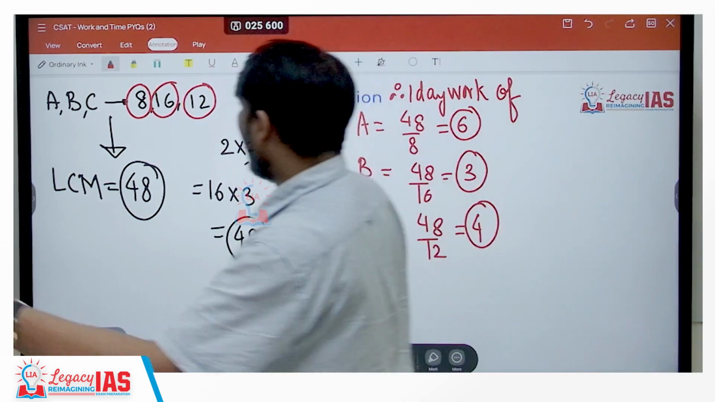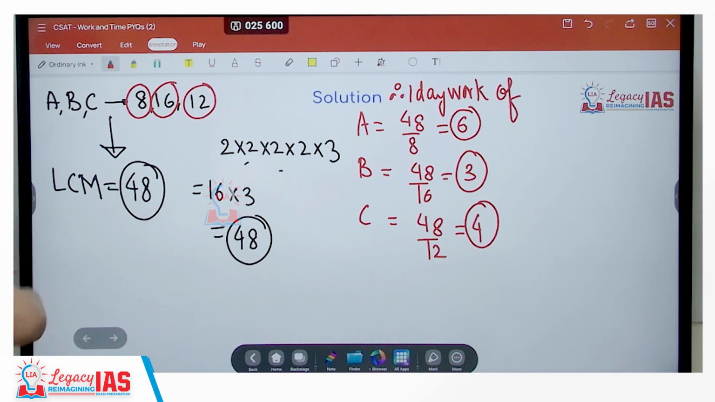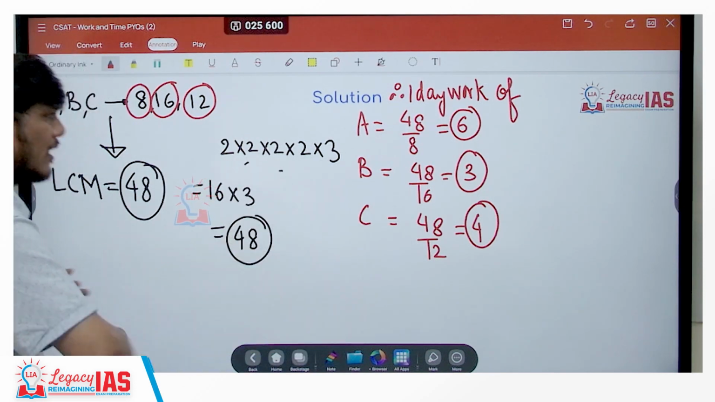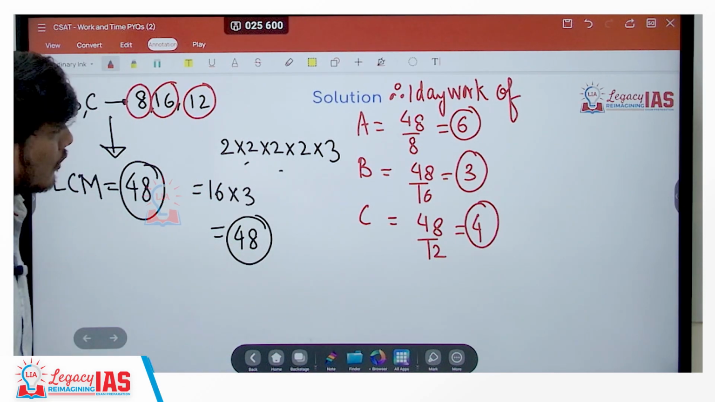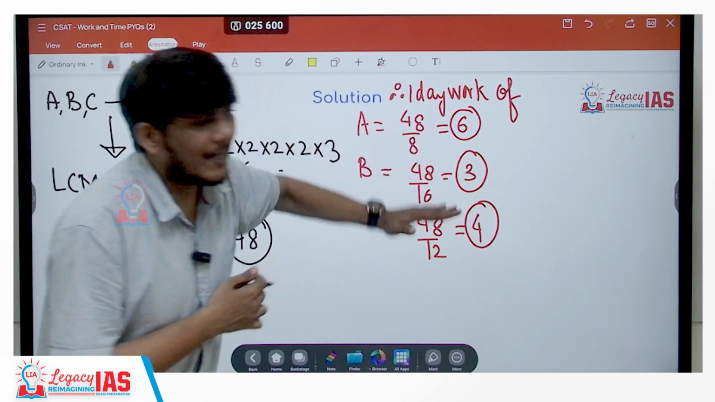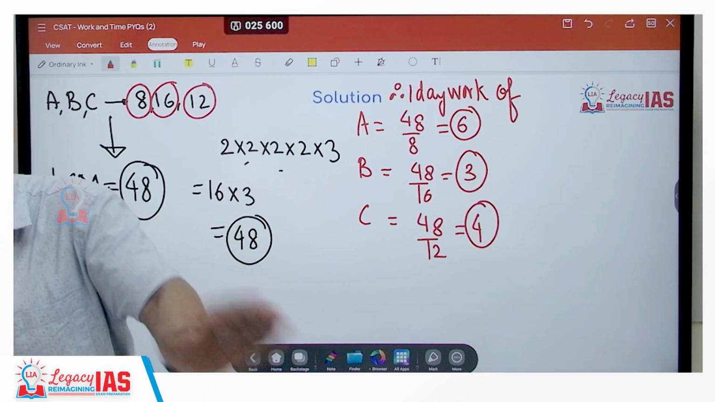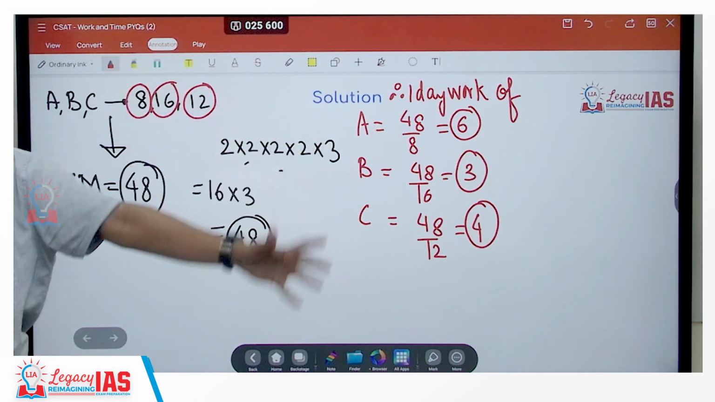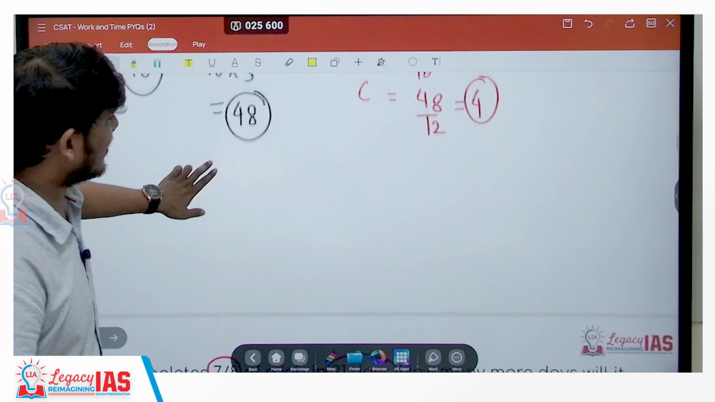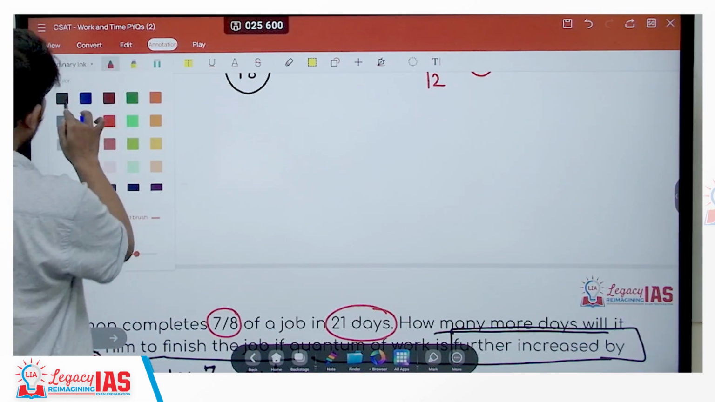And they are working on Monday, Tuesday, Wednesday, then again repeat Thursday, Friday, Saturday, then again repeat Sunday, Monday, Tuesday, and so on and so forth. So we need to keep on making them work till their addition equals to how much? 48, because the total amount or the one complete work is 48 units. So let us see how we can get that.